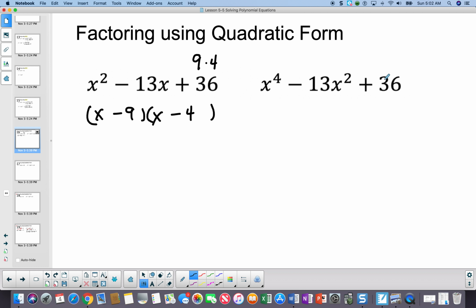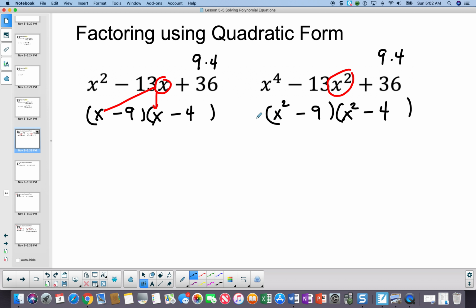Now, this also looks like a quadratic form, except that instead of x squared, it's x to the 4th. So we're going to use this, just like we have over here. We're going to make the x go in both of those places. So I'm going to put an x squared here and an x squared here. I'm going to still use my factors 9 and 4, and so this will be a minus 9 minus 4. So it's a similar factoring here.